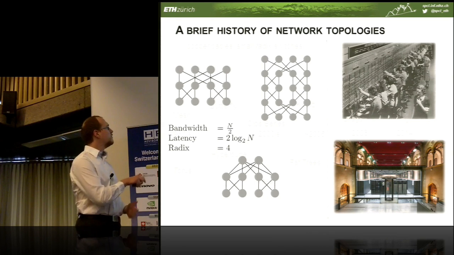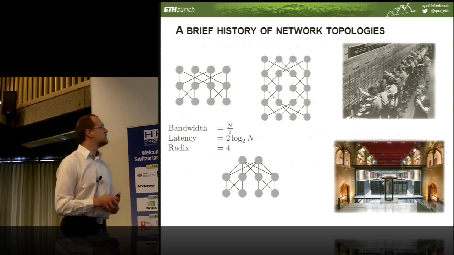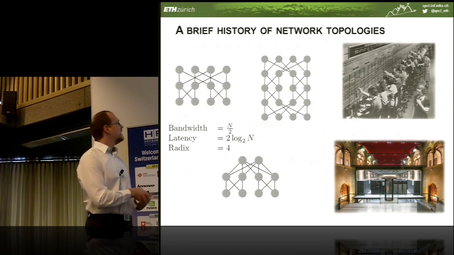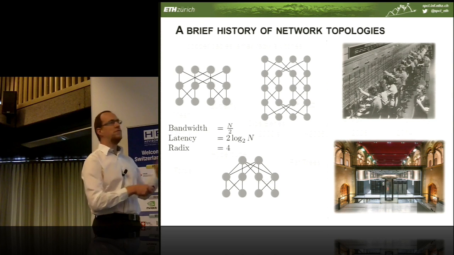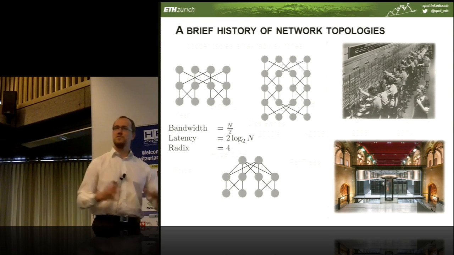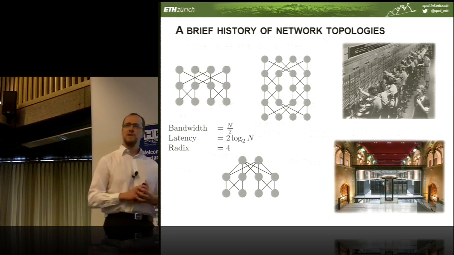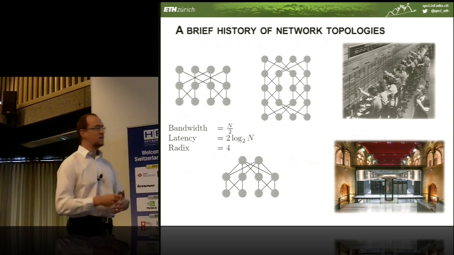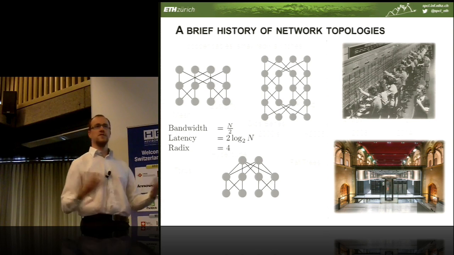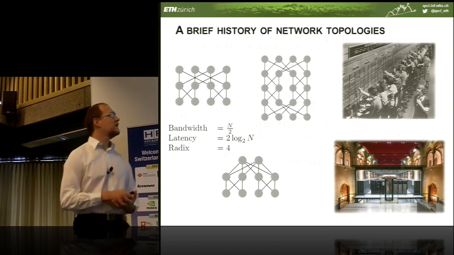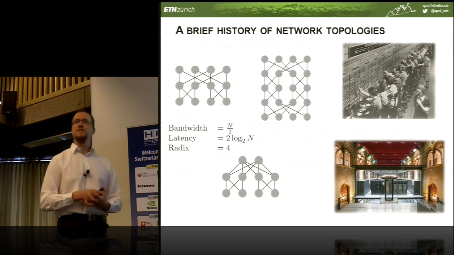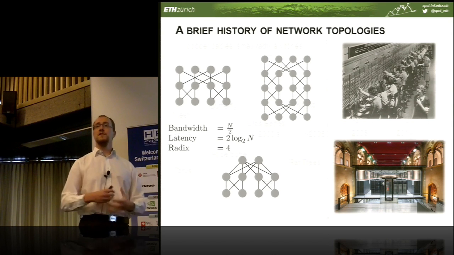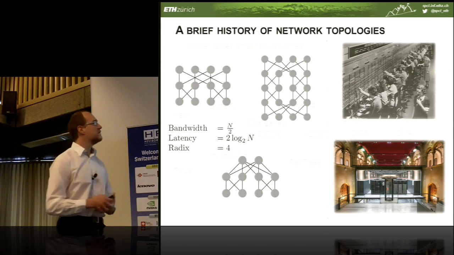They support very low radix switches. Of course, your 4 is chosen as a random constant. You can also use 24 or 36, and they have a logarithmic latency and a full bisection bandwidth, right? So I'm assuming that you kind of all know what a bisection bandwidth is. This is if you can route any permutation congestion-free. So this is what Dror talked about earlier today. So these topologies are known since the 50s, essentially. So the Clos network was published in 1953. They're still used today. So it's a very nice topology.